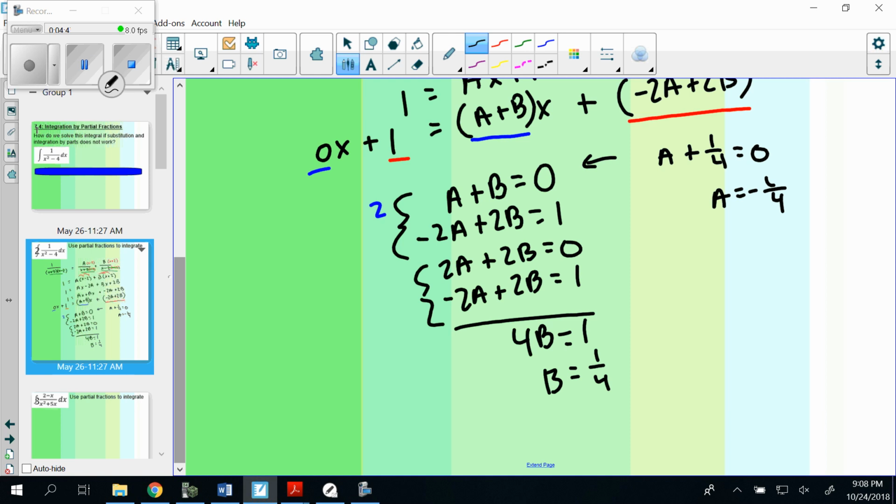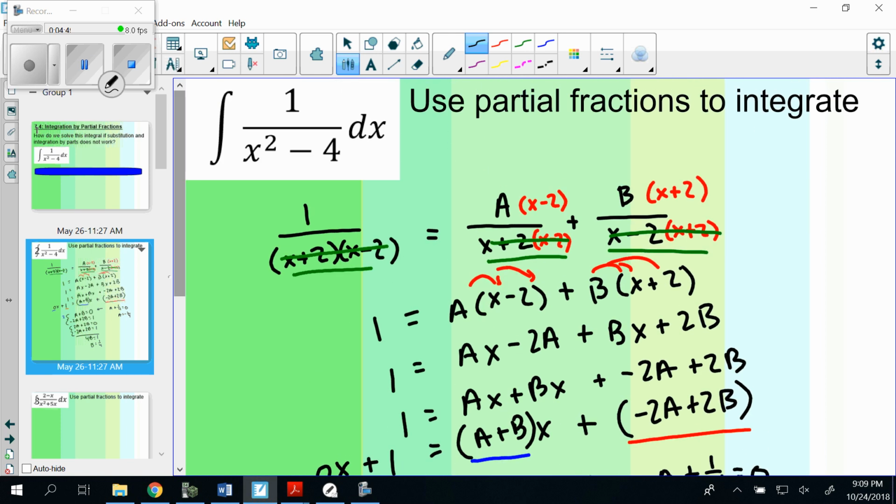So now we know this. If we go back up here and we write this out again, another way to write 1 over x plus 2 times x minus 2, that's equal to negative 1/4 over x plus 2, because we're just putting negative 1/4 in place of A, plus 1/4 over x minus 2.